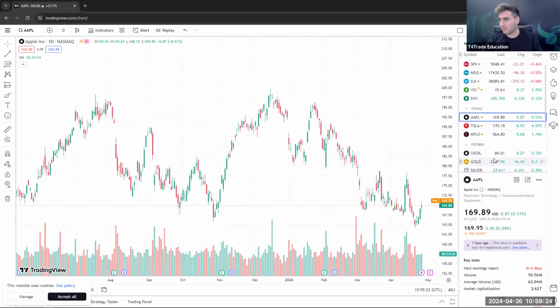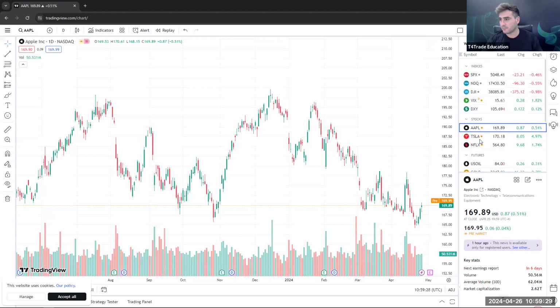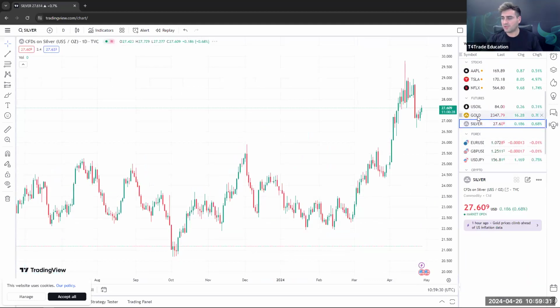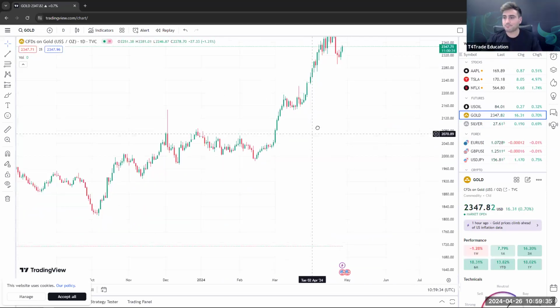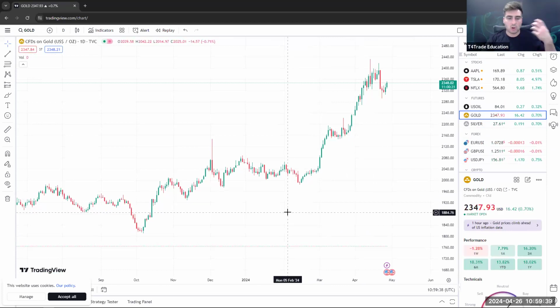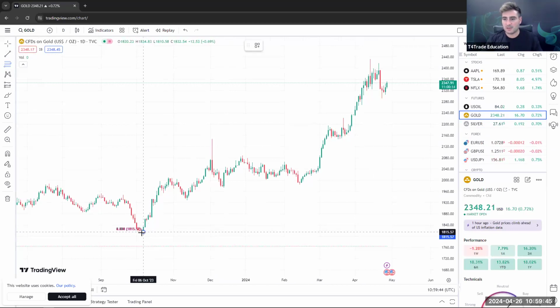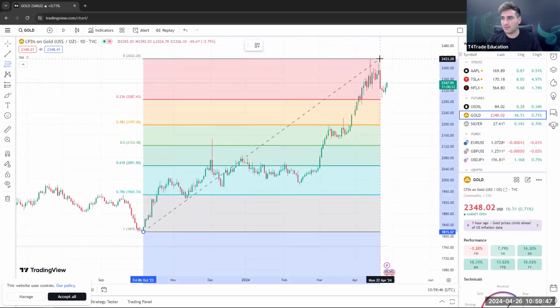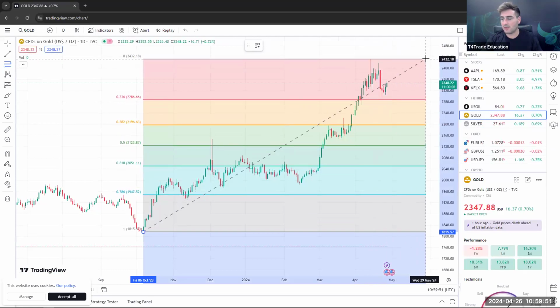So what else do we have here? Let's go with gold, silver. Okay, let's go with gold. So let's start out from a long-term perspective. This is, in a sense, actually a retracement. This is the beginning of the move, and this is the top of the move. So let's drag that a little bit further.